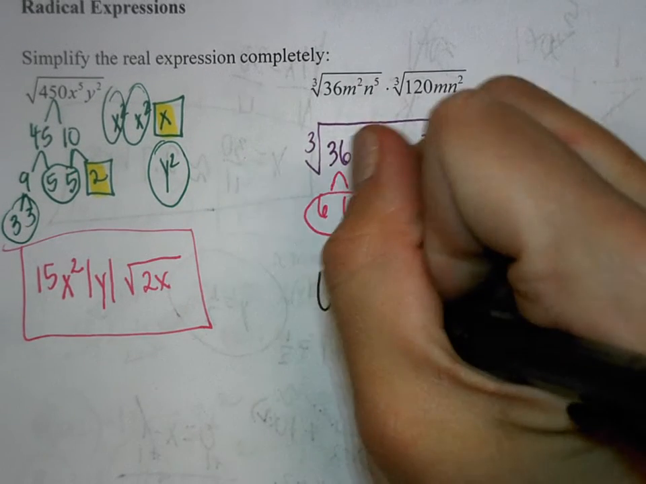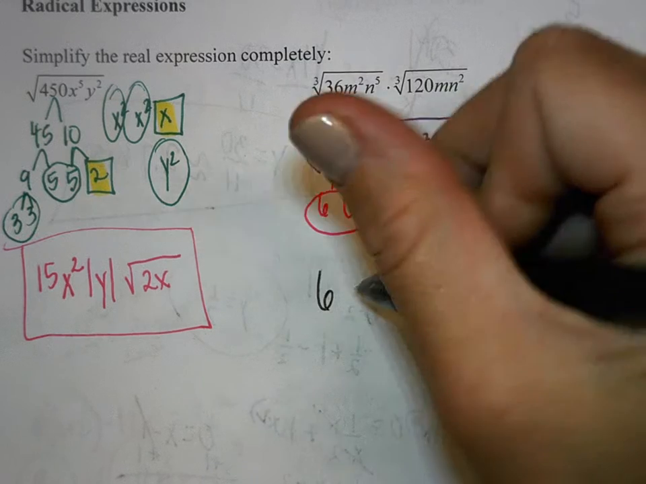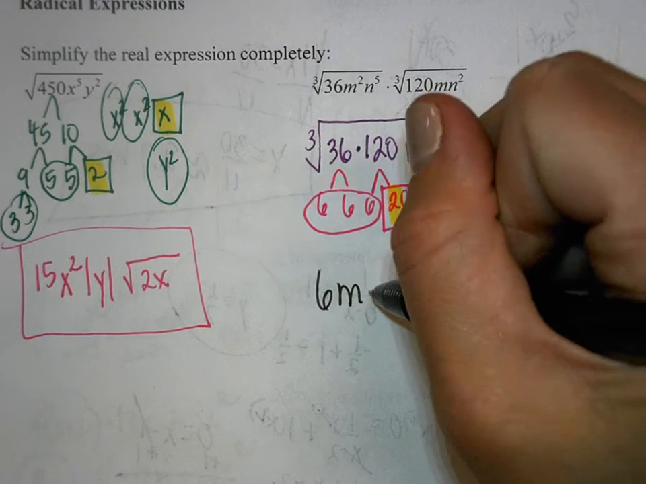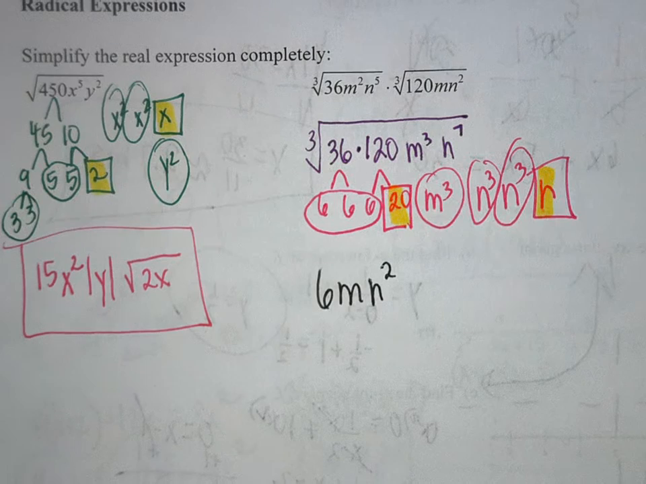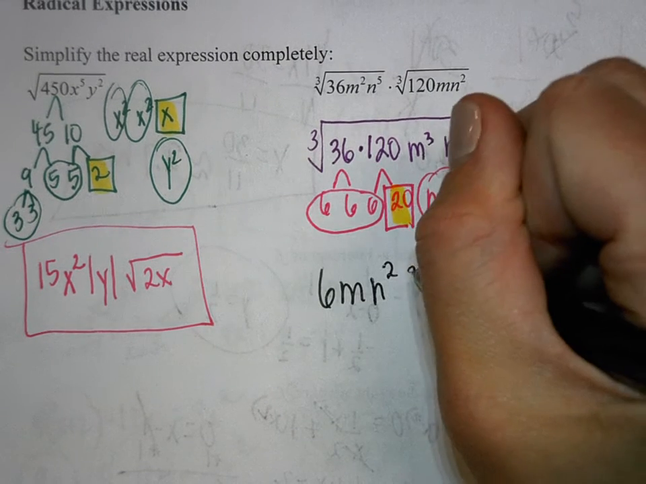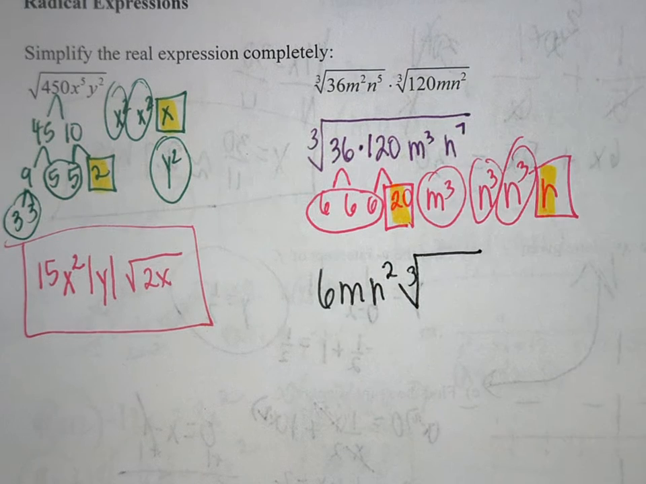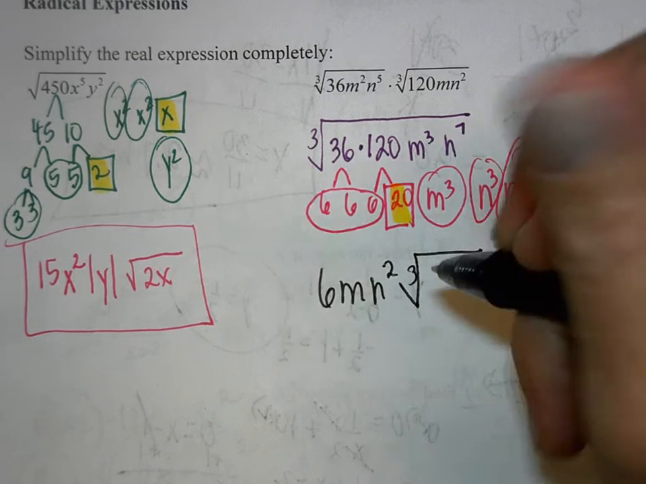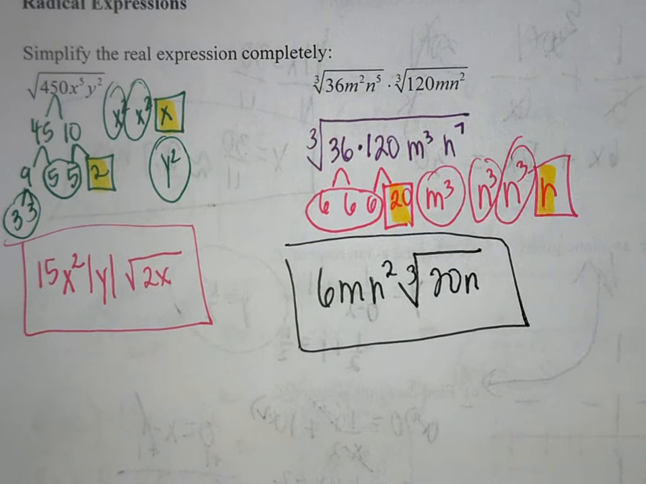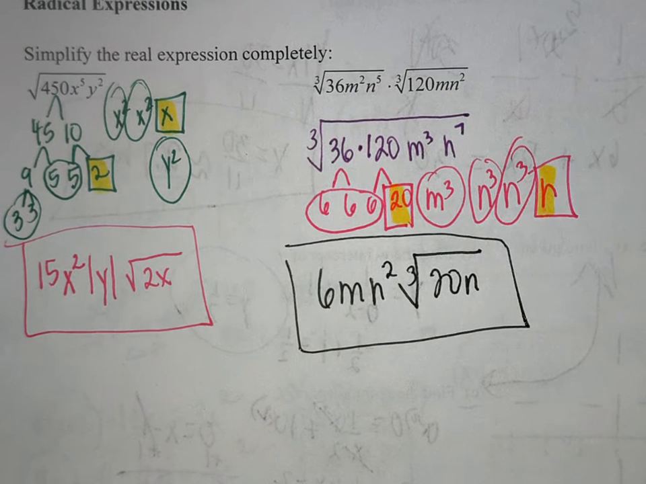And then how do I write my m's? Just m. And my n's would be what? N squared. And why is it n squared? 2 groups. And then don't forget that this is a cubed root, and then left over inside is 20n. Any questions?